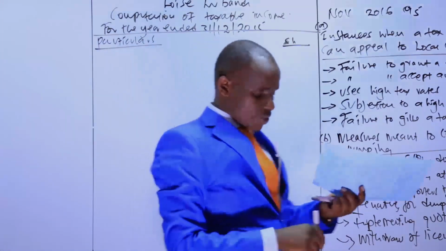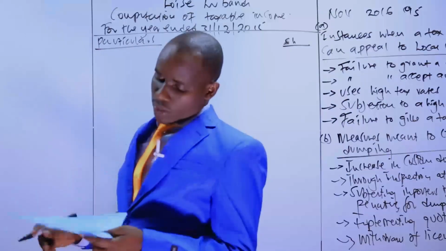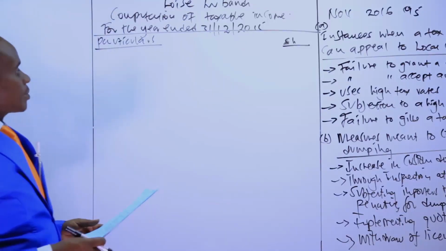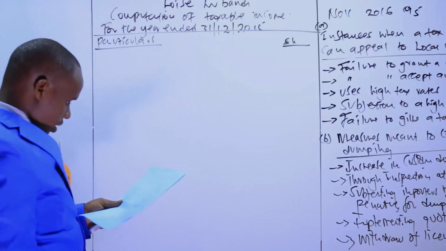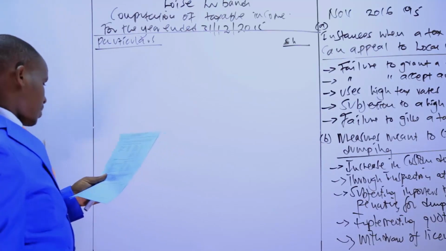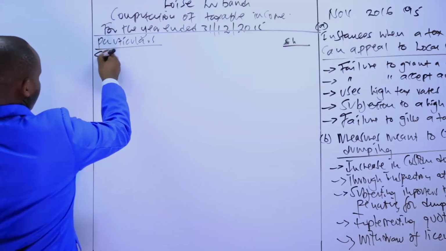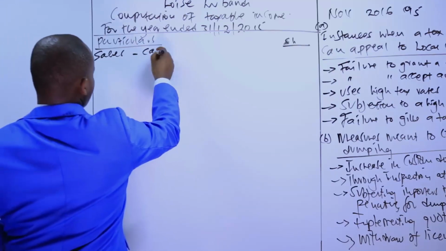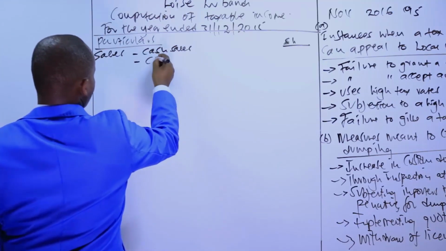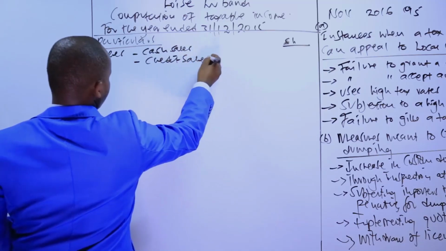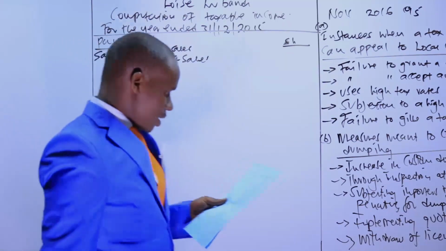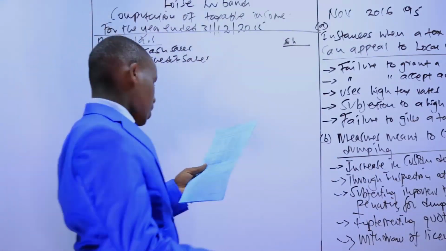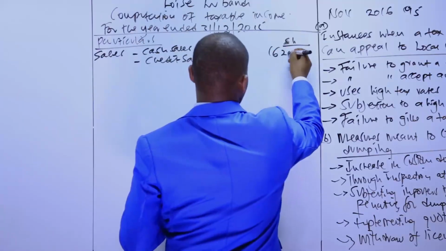Now, because this is a case of incomplete records, we are supposed to start with the taxable incomes, and we less the allowable costs. The first major income to start with is sales. The sales we include are both cash sales and credit sales. The two are taxable. Under the cash book summary, I have cash sales of 1,620,000.